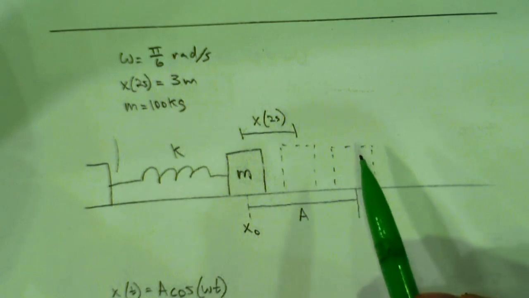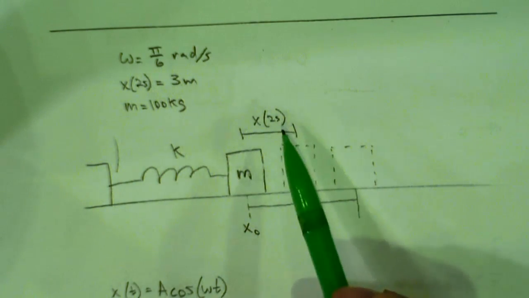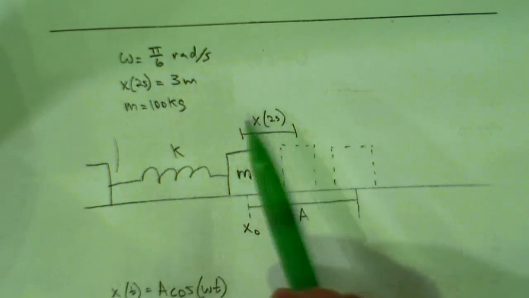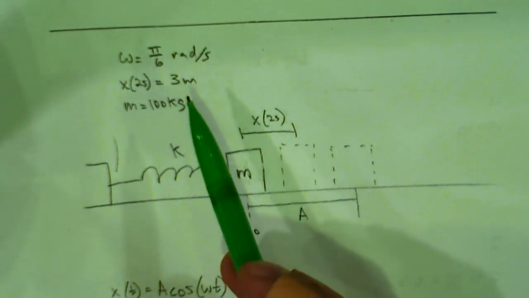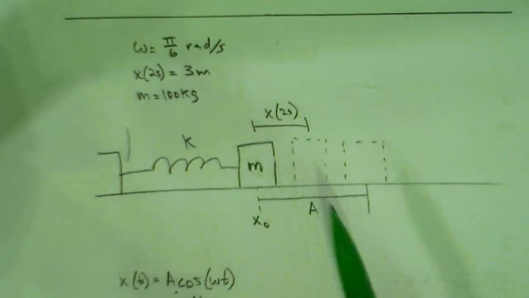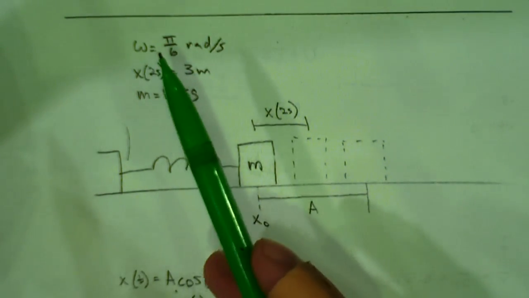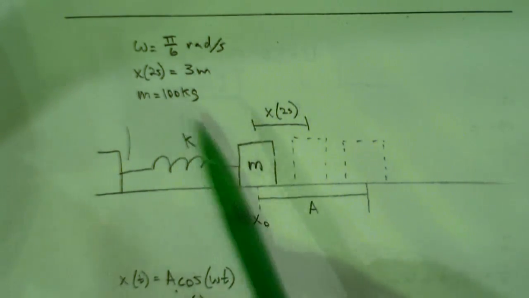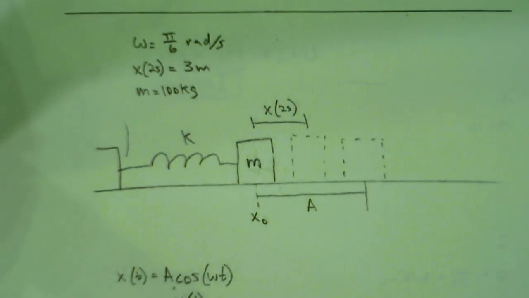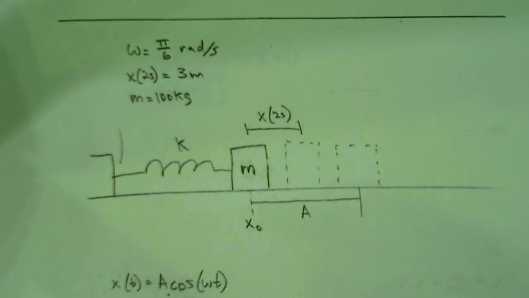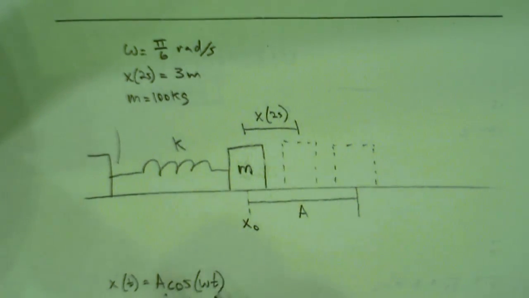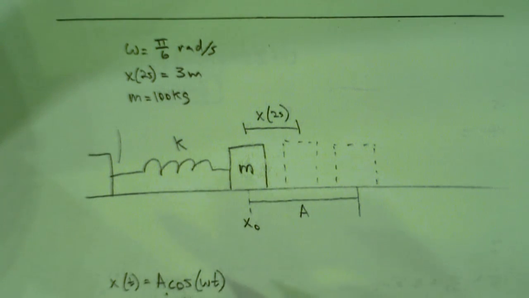When we let go, after 2 seconds of letting go, the mass is going to be at this distance, which is given to you as 3 meters. All right? So we're also given the angular frequency of the oscillation, and we're given the mass. So what we need to start off with is equations of motion for an oscillation. This formula is given in your formula sheet. It's actually the only one equation of motion given to you.